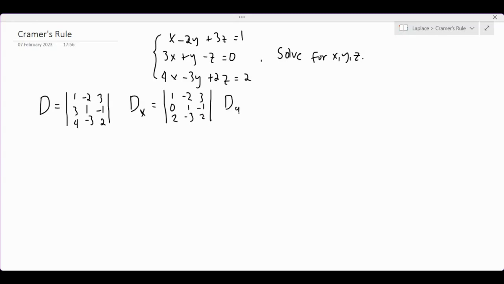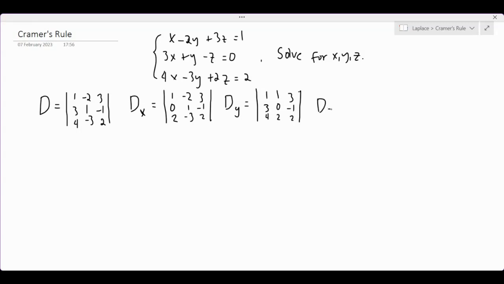Similarly, we will have d sub y, which again will be a determinant of a particular matrix. But this time around, we are omitting the column for the coefficients of y and replacing it by 1, 0, 2, the column of constant terms. All the other columns are retained as before. So this is 1, 3, and 4. And the last column will be 3, minus 1, and 2.